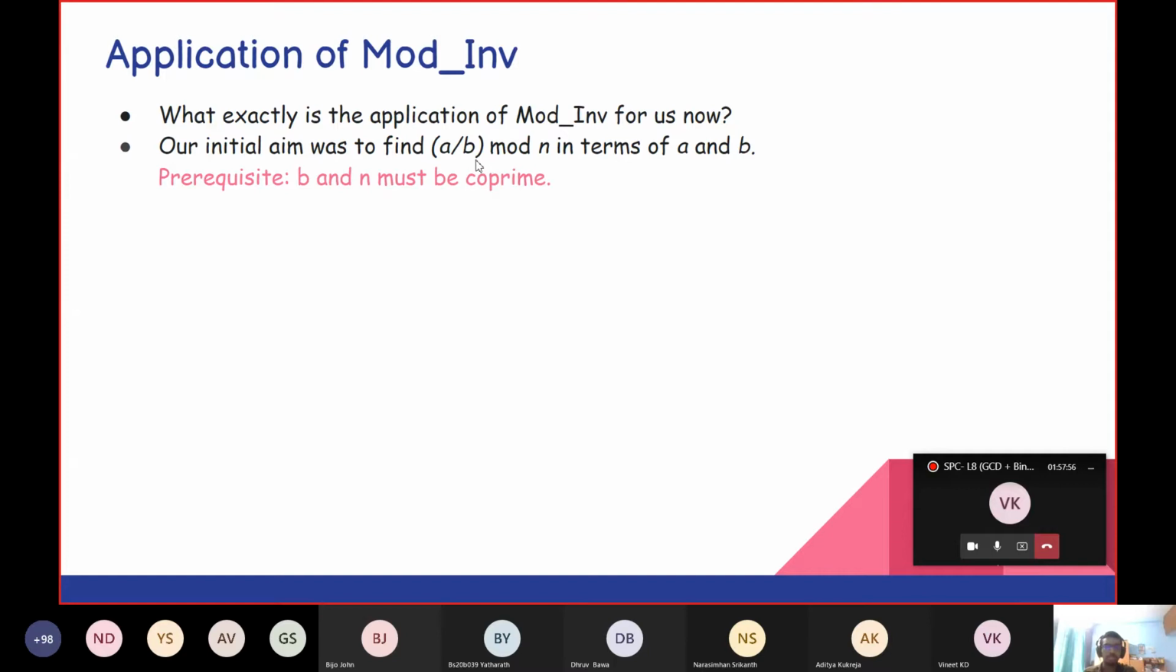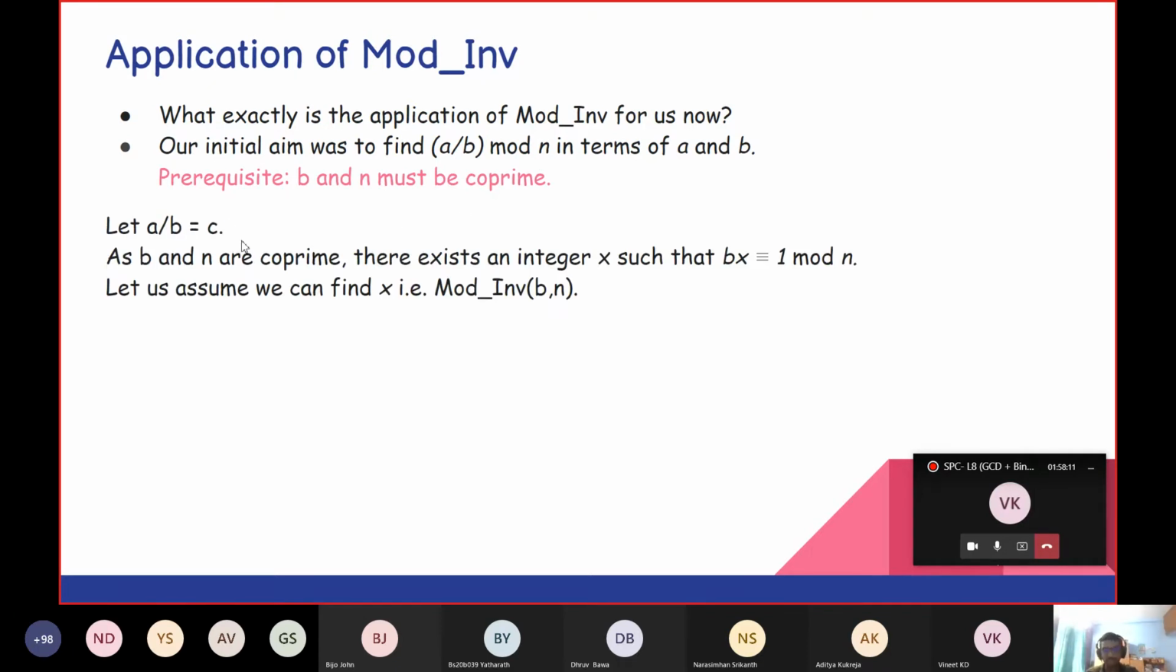So the prerequisite that we have found out is that B and n must be coprime. So mod inverse, you can kind of link that I'm going to do something to this 1 by B. So because of that, B and n should be coprime numbers. We'll see why. Now let us say A by B is C. Now as B and n are coprime, there exists an integer x such that Bx congruent to 1 mod n. This is basically the modulo inverse.